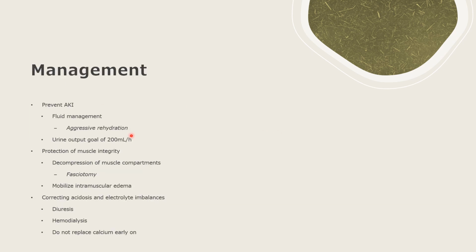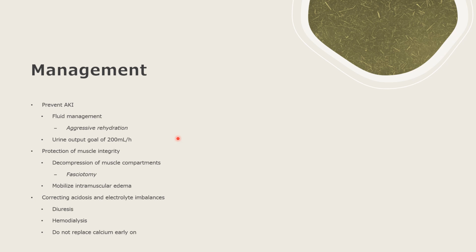So management. Our number one management is we want to prevent that acute kidney injury or try to treat it. So we're going to have aggressive rehydration, right? Our goal is a urine output of 200 mL an hour with these patients. So we're going to rehydrate with 30 mL per kg, and then do high fluid resuscitation after that, running like 120 to 150 mL an hour.